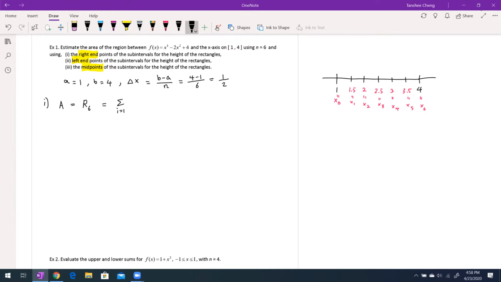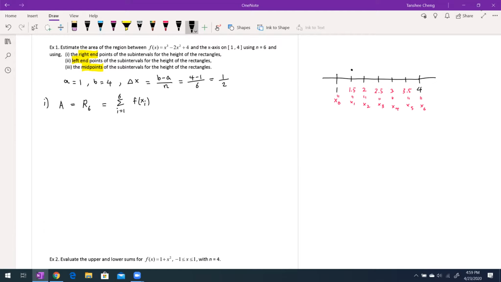Summation of i equal to 1 all the way to n. What is n? The n is 6 because we want 6 subintervals, 1 through 6. Such that my formula for the area is what? The function evaluated at a particular x sub i, because we are talking about the right endpoint. So therefore, this is basically the right endpoint right here.